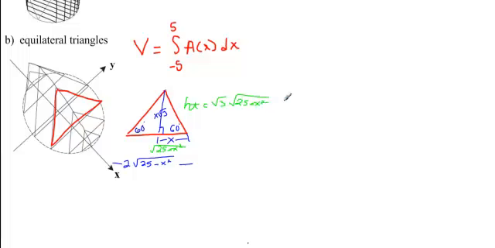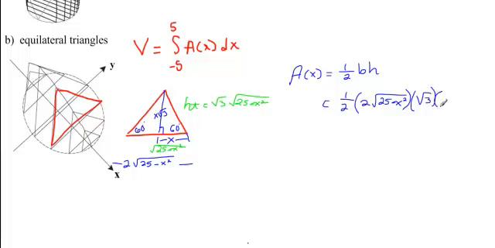Now we've got the height and we know the base. And we can calculate out the area of the triangle, or the A of x that we're interested in, simply by going back to the basic geometric formula for a triangle, 1/2 base times height. So we have 1/2 times the base, which was 2 times the square root of 25 minus x squared, multiplied by the height, which is the square root of 3 times the square root of 25 minus x squared.